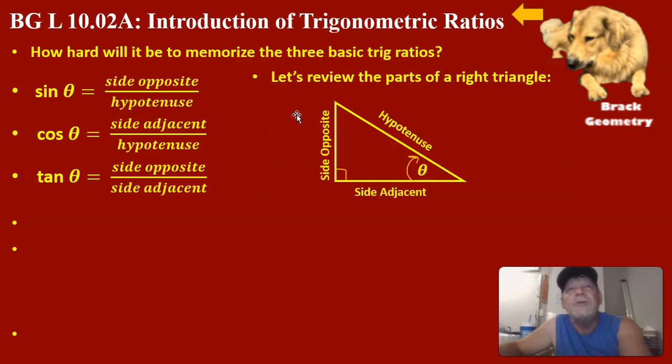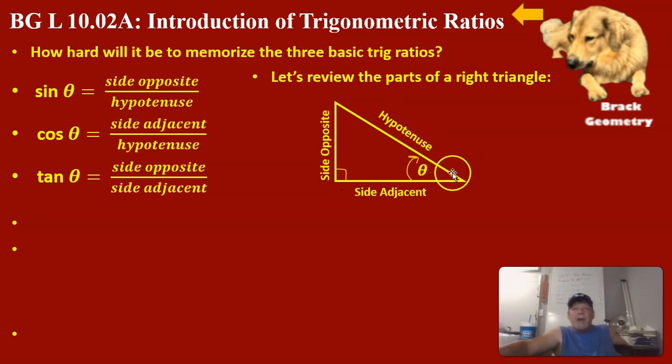So now let's look, what happens if it's a different angle? In our first example, we talked about this being theta. What if this is theta down here? Well, then here's my side opposite. Here's my side adjacent. Here's my hypotenuse.